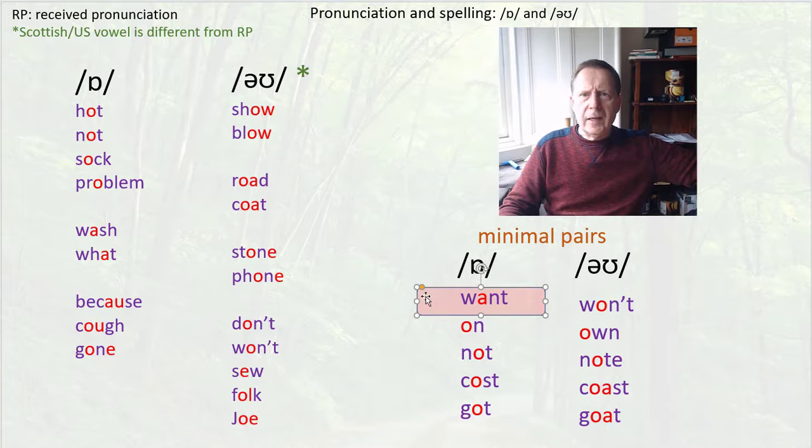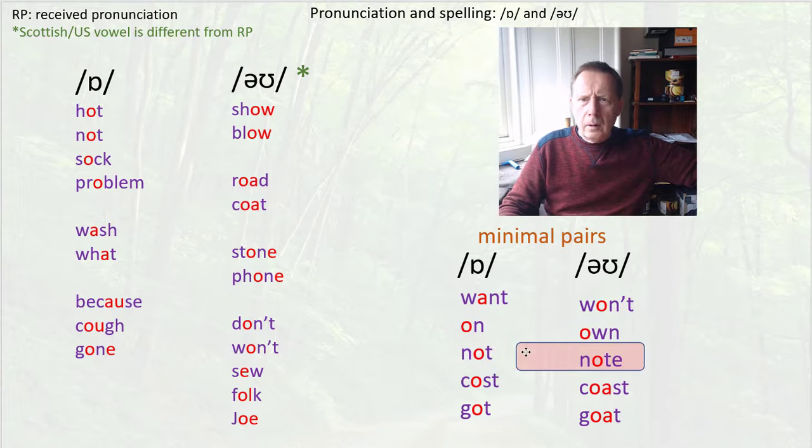Let's just practice this again. Want, won't. On, own. Not, note. Cost, coast. Got, goat.